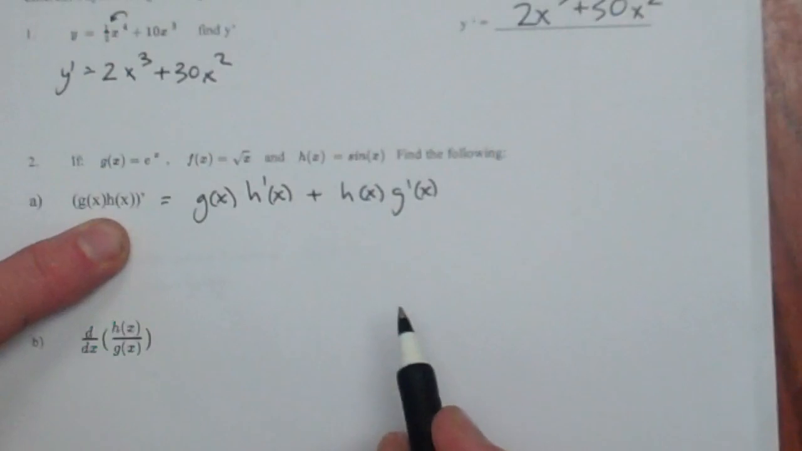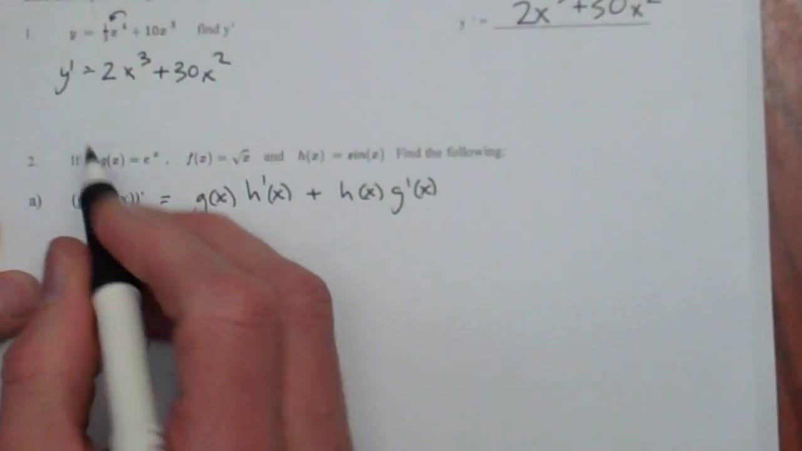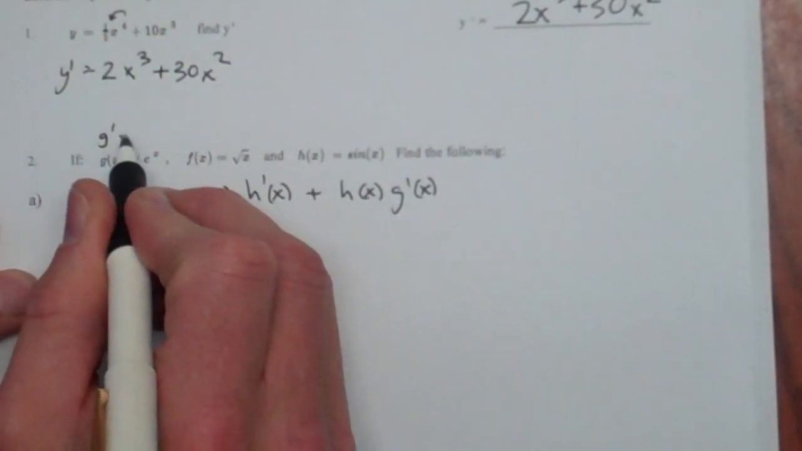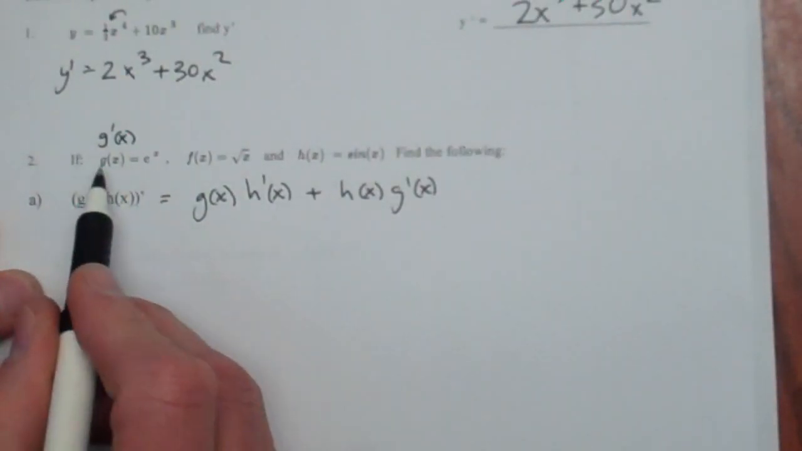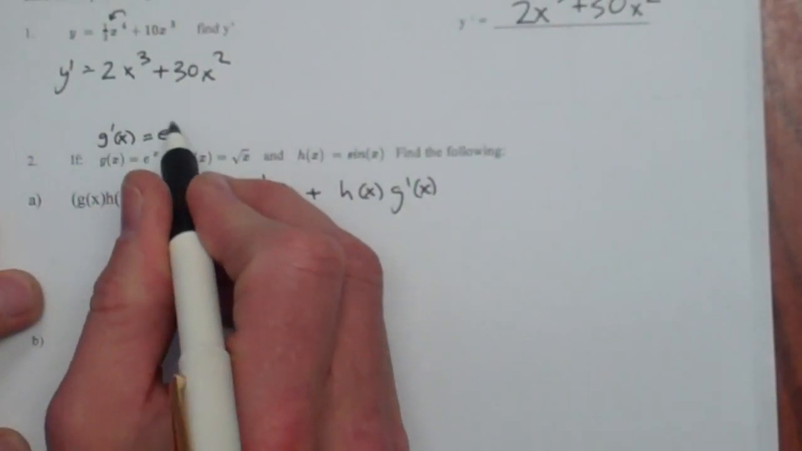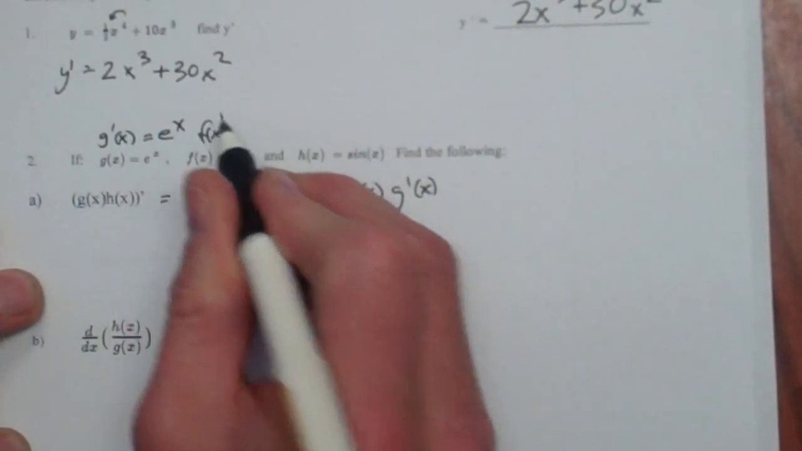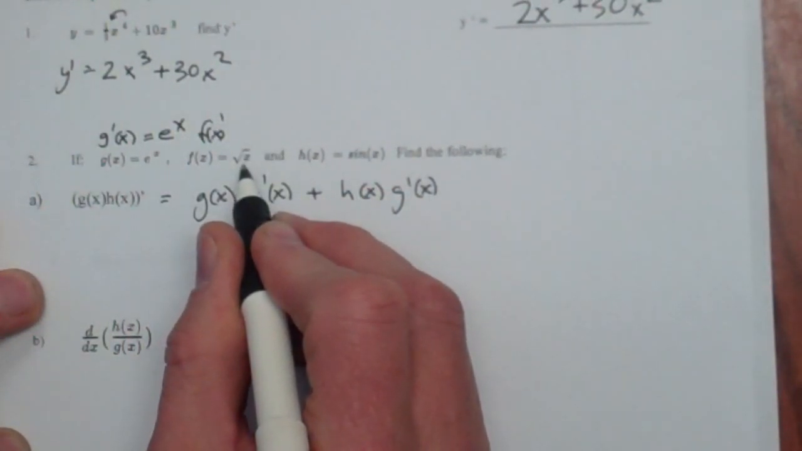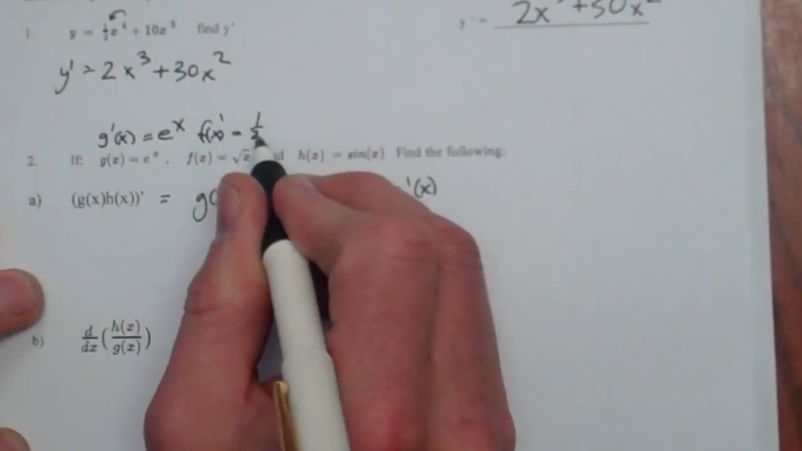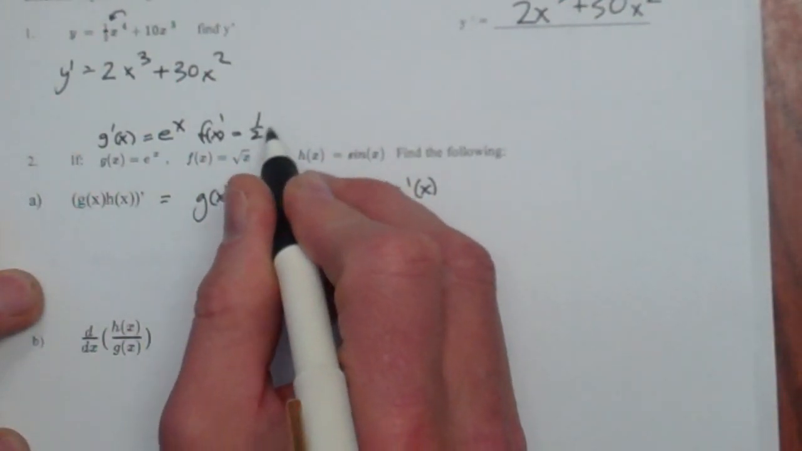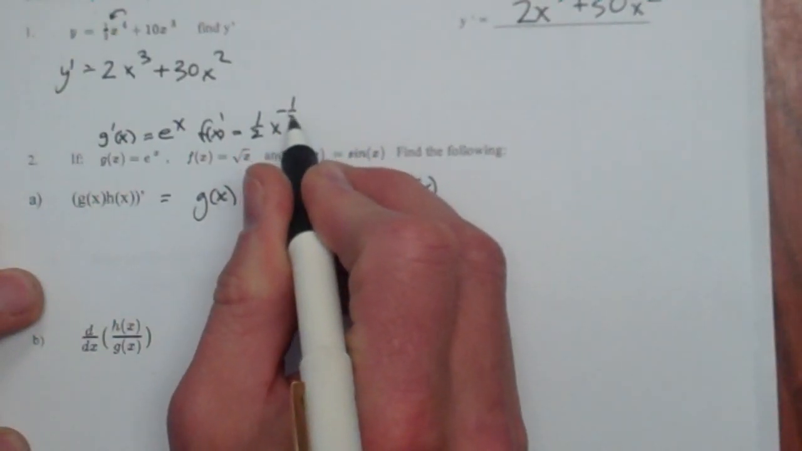If you were given this on a quiz, it wouldn't hurt to just take each one and write above it what their individual derivatives are. G prime of e to the x is just e to the x. Know that. F prime of x, well, that's x to the 1/2, so out in front comes that 1/2, and then subtracting 1 from 1/2 gives you x to the minus 1/2.